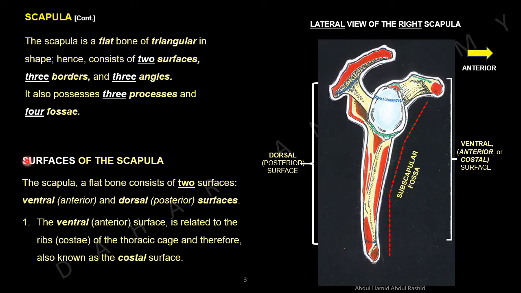Let's talk about surfaces of the scapula. The scapular flat bone consists of two surfaces, ventral, that is anterior, and dorsal, that is posterior. Let's go to the ventral anterior surface. It is related to the ribs, costae, of the thoracic cage in front. Therefore, the ventral or anterior surface is also known as costal surface.